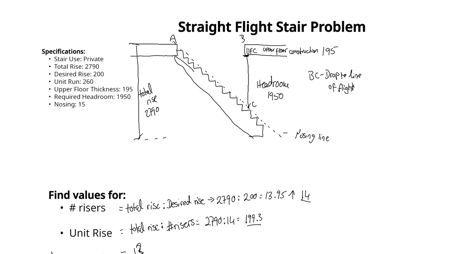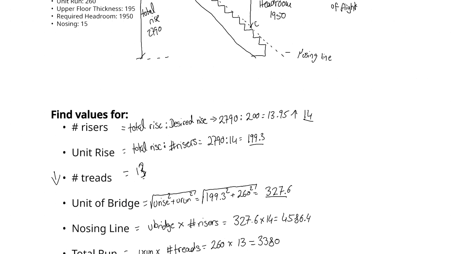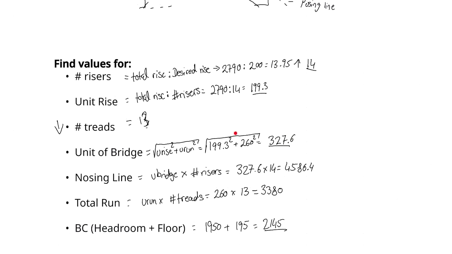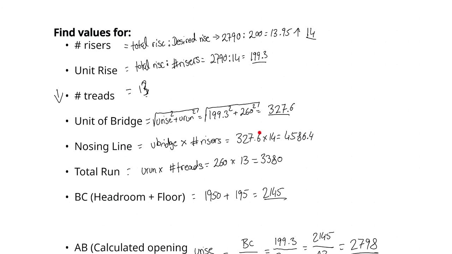From there, we figure out the number of risers, so total rise divided by desired rise. That number we have to round because we can't have one step that is an awkward number. Round up or down, always be mindful of code requirements. And then the actual unit rise, again, is your total rise divided by the number of risers, which gives you the actual number. Treads, we always have one less than risers because we start with a riser and we end with a riser.